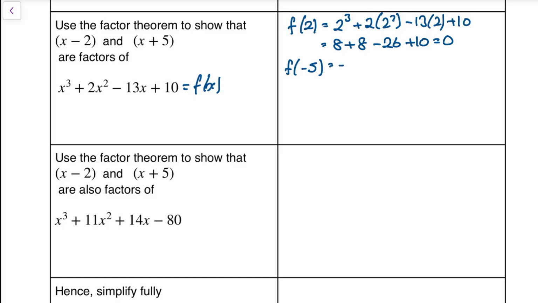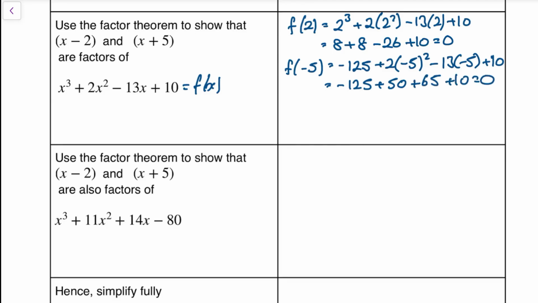So f of minus 5 equals minus 125 plus 2 times minus 5 squared minus 13 times minus 5, which obviously is minus is a plus, plus 10, which is equal to, well, let's write it out. So minus 125, minus 5 squared is 25 times 2 is 50, so plus 50. Minus and minus is a plus, so plus 65, and plus 10 is equal to 0.